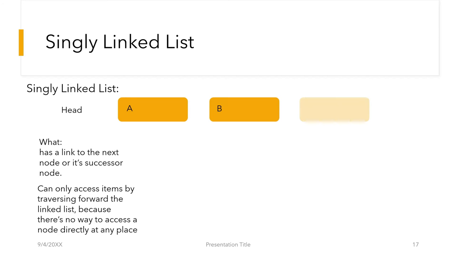There are many types of linked lists, and the first one we'll discuss is singly linked lists. So linked lists are a group of objects linked together. Think of it as similar to a chain, with each chain link linked to one another. For singly linked lists, the chain link has a link only to the next link, or its successor node, meaning it doesn't have a link to its previous node, unlike doubly linked lists.